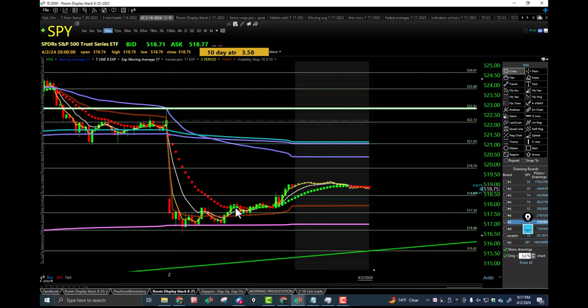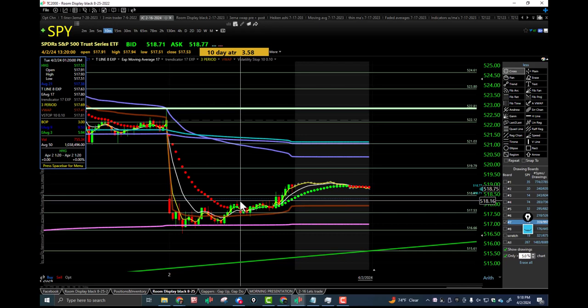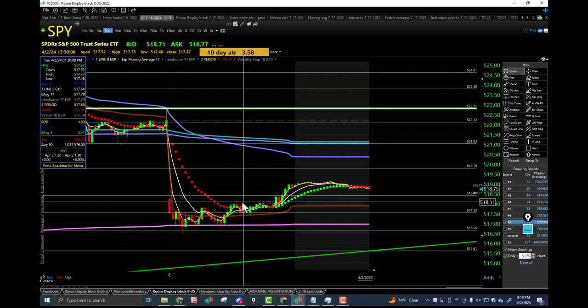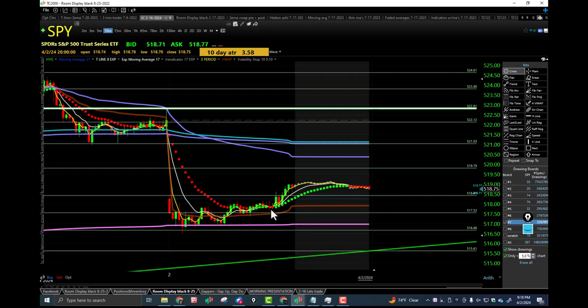Got to break that rubber band candle right there. See that? That rubber band candle. Got to break over that. That's when we finally got there. See that one wick right there? We kept challenging that wick, making a higher low there, and then we went up.